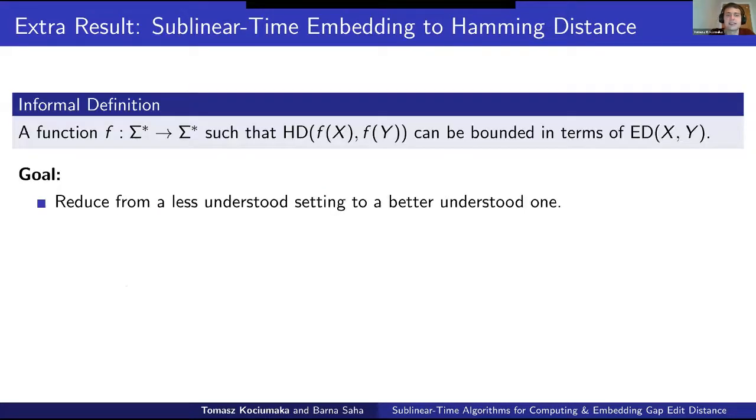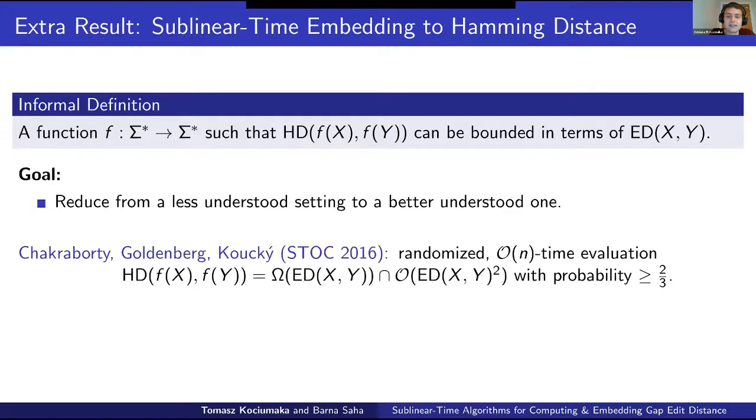The second result is the sublinear time embedding from edit to Hamming distance. Such an embedding in general can be thought of as a function mapping strings to strings, so that the Hamming distance of the embedded strings can be bounded in terms of the edit distance of the original strings. And the motivation behind designing such embeddings in general is to reduce some computations from the much less understood edit distance world to a better understood Hamming distance setting.